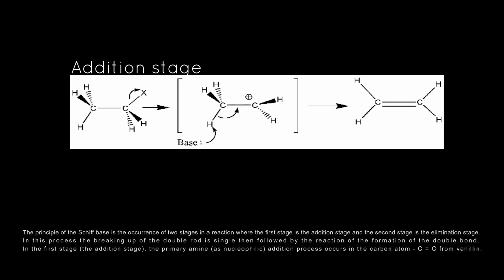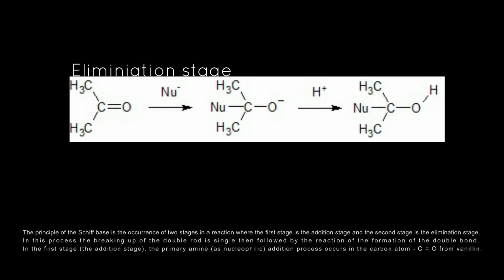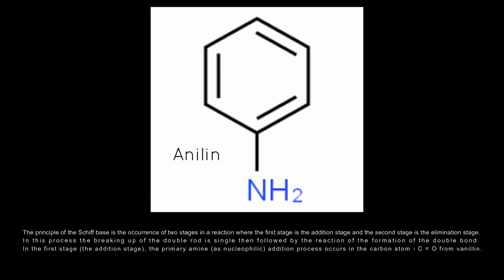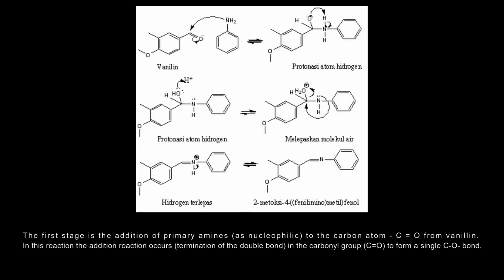The principle of the Schiff-Base is the occurrence of two stages in a reaction, where the first stage is the addition stage and the second stage is the elimination stage. In this process, the breaking of the double bond into a single bond is followed by the formation of a double bond. In the first stage, or the addition stage, the primary amine acts as a nucleophile in an addition process at the carbon atom of the C=O from vanillin. In this reaction, the addition reaction occurs, or termination of the double bond in the carbonyl group, C=O, to form a single C-O bond.